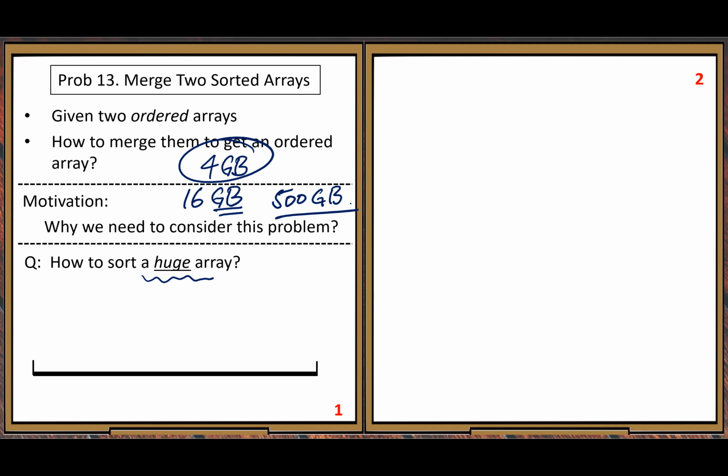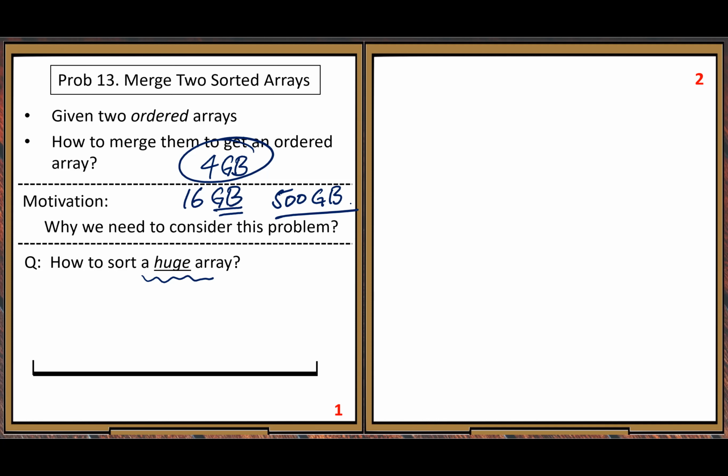Okay, under that situation, can you sort that array? We know when we implement our algorithm, we need to load the data into the memory, usually, right? Because otherwise, how do you execute your program, your data on the hard disk? So here, to solve this problem, we need to find a special way to do it.